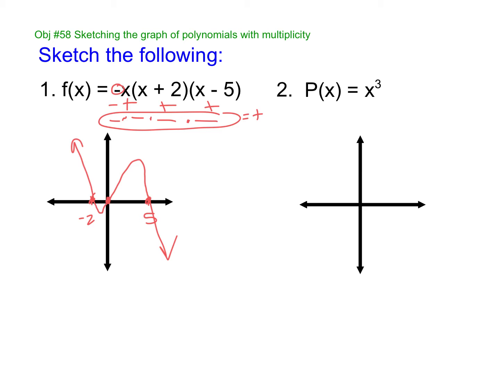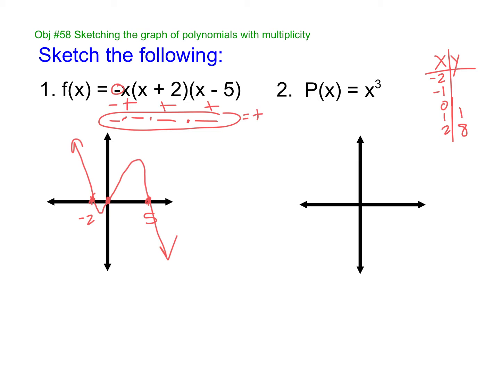That's it. Okay, so this one, we haven't graphed anything like this. So whenever you're stuck, just make a table. So I'm going to do negative 2, negative 1, 0, 1, 2. What is 2 to the third? 2 times 2 times 2. That is 8.